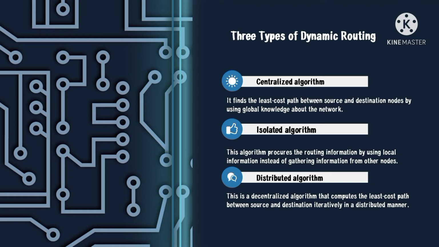First, we have the centralized algorithm. It finds the least cost path between source and destination nodes by using global knowledge about the network. Second is the isolated algorithm. This algorithm produces the routing information by using local information instead of gathering information from other nodes. Third is the distributed algorithm. This computes the least cost path between source and destination iteratively in a distributed manner.